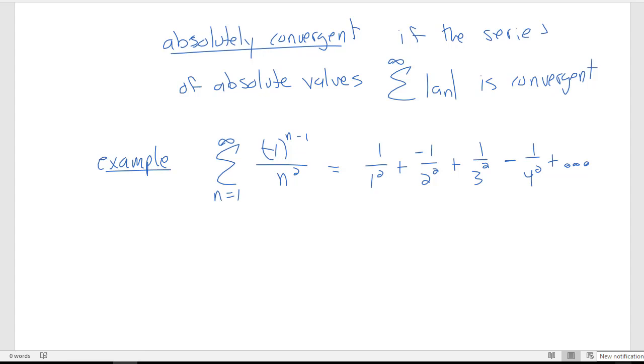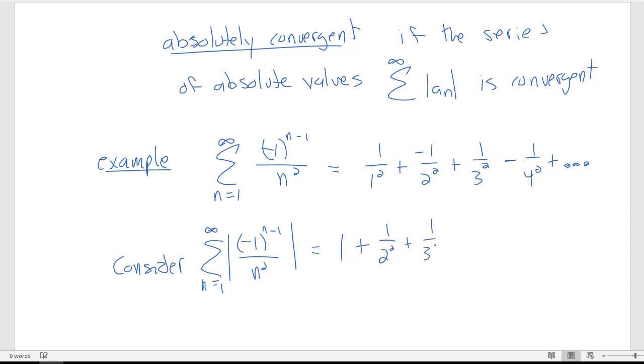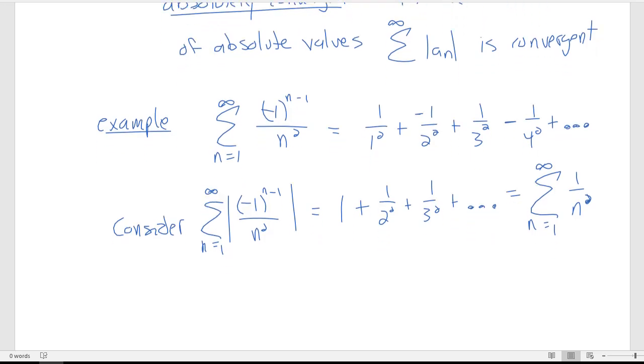But to illustrate the definition of absolute convergence, let's consider the absolute value of the terms. If we look at the terms of the series that we wrote out, basically what the absolute value is going to do is turn these negative terms into positive terms. So we end up with 1 plus 1 over 2 squared plus 1 over 3 squared, and so on and so forth. What we're really looking at is the sum of just 1 over n squared. So we've gotten rid of the alternating term, (-1)^(n-1).